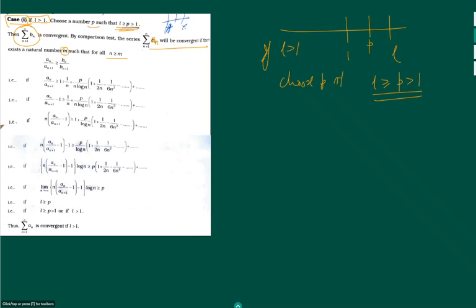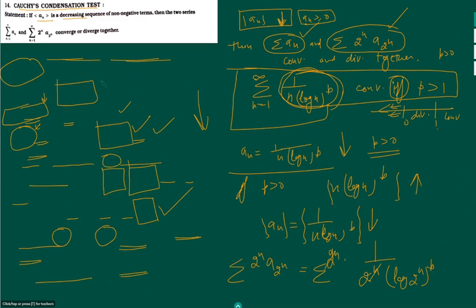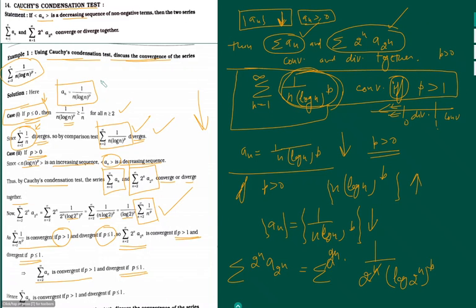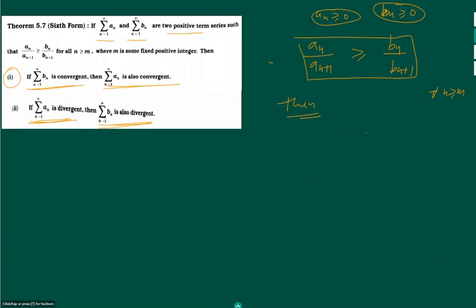So you have to write An here. Summation Bn is convergent because P is greater than 1. So summation An will become convergent if there exists a natural number m such that for all n greater than or equal to m, An over An plus 1 is greater than or equal to Bn over Bn plus 1. This we discussed here. An over An plus 1 being greater than or equal to Bn over Bn plus 1, with Bn convergent, would imply An is also convergent.